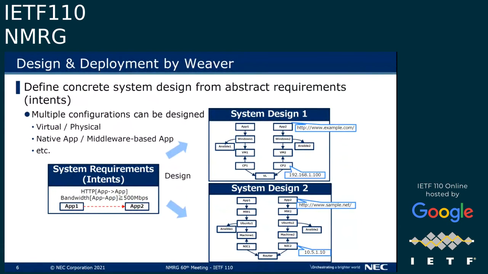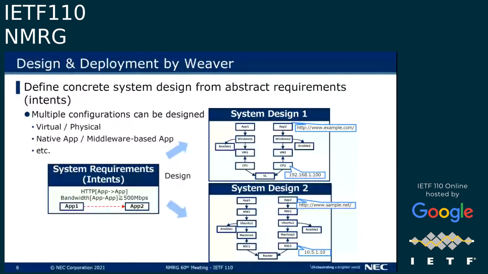Okay, let's go back to today's topic. As I explained, Weaver defines concrete system design from abstract requirements for design phase and deployment phase in system integration for IBN-based systems. Since system requirements are composed of abstract users' intents, there are multiple methods to realize the required functions, such as virtual or physical infrastructure, native or middleware-based applications. So, multiple candidates of system design can be generated.